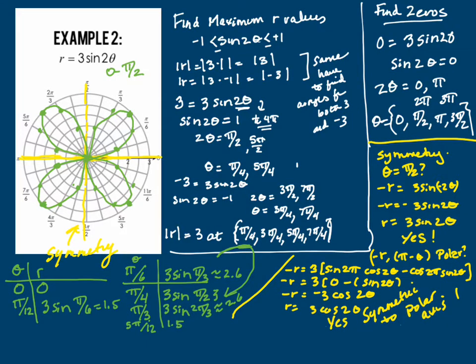Okay, here's the second example. All right, so we're going to start the same way, where you find the maximum R values. This time we have sine 2 theta, and that still has to be between 1 and negative 1. So when we substitute into the absolute value of R, we use 3 times negative 1, because I'm substituting negative 1 in for sine 2 theta. So I get the absolute value of 3.